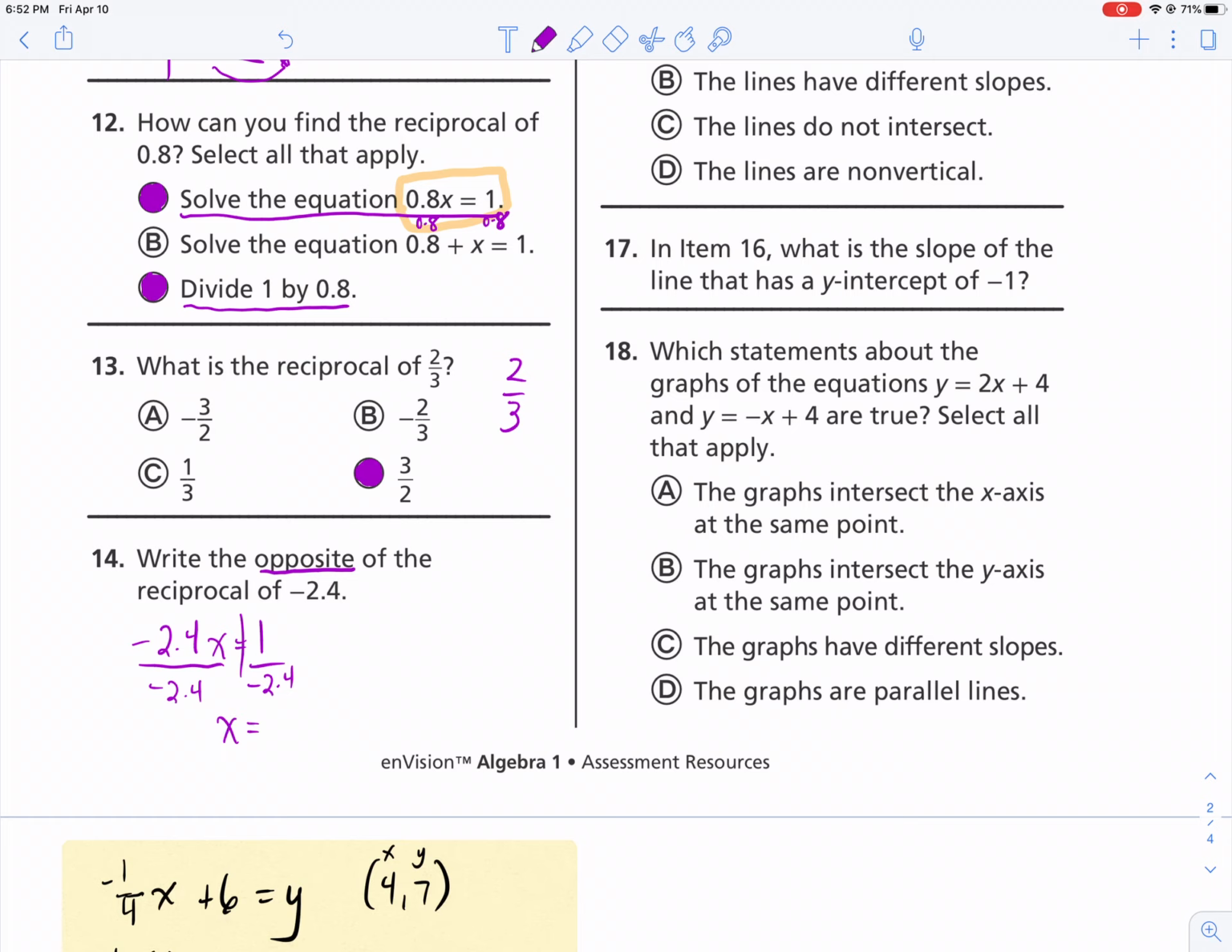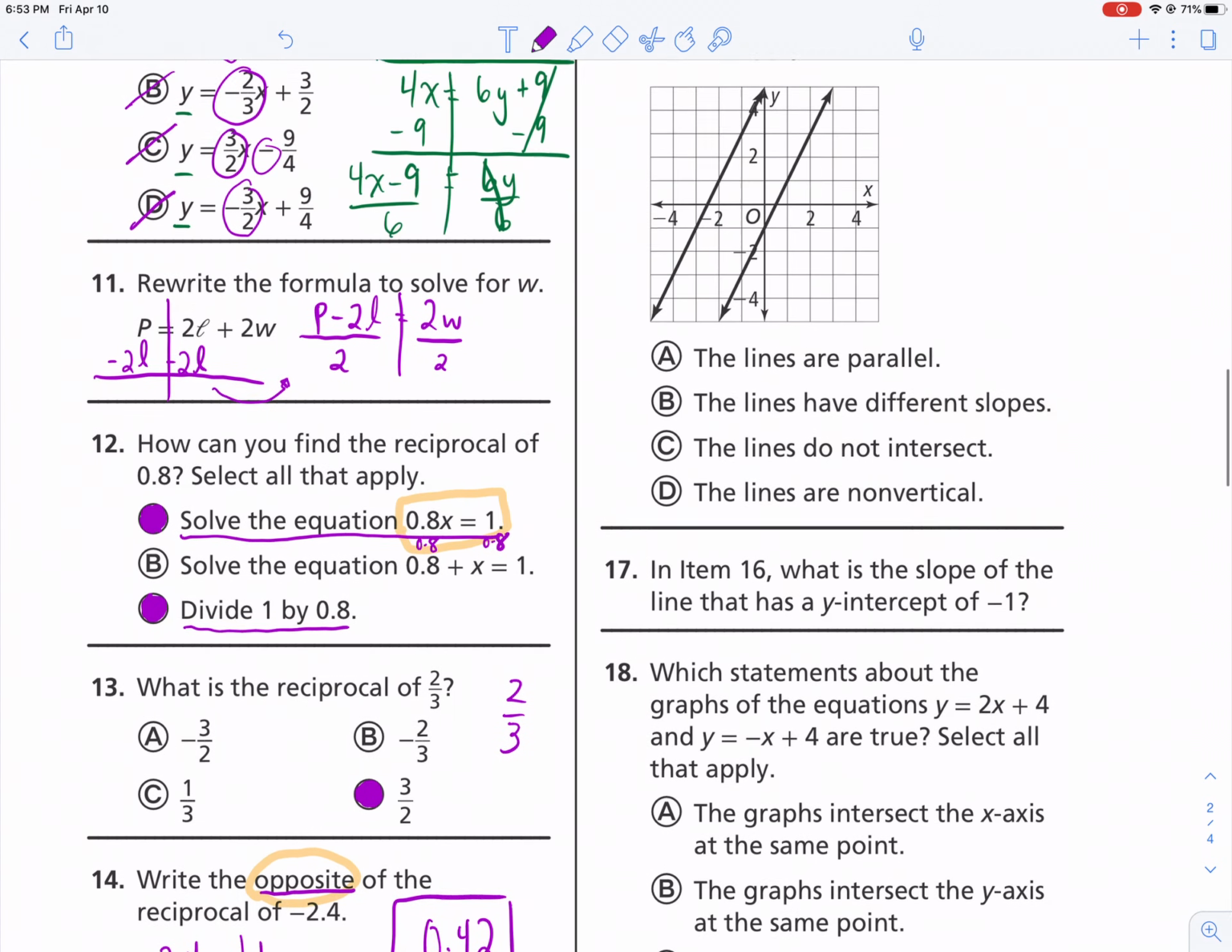And x ends up being a negative value, and we get negative 0.41667, something like that, right? So if we were to round that to 2 decimal places, it'd be negative 0.42. But in this case, I want the opposite. Do not forget that part. I want the opposite. So what's the opposite of a negative? A positive. So I'm going to end up with 0.42, a positive value. And that's the opposite of the reciprocal of negative 2.4.